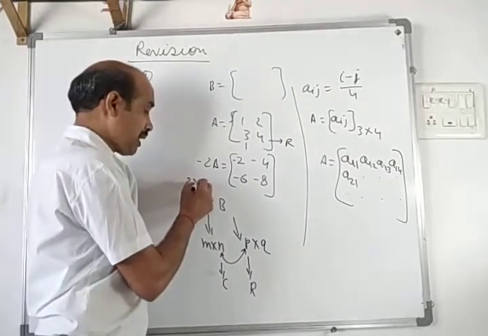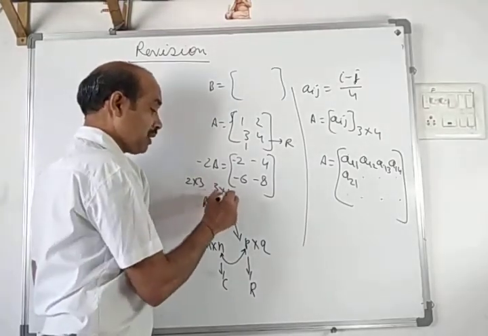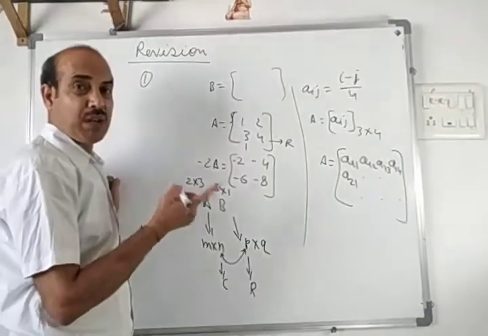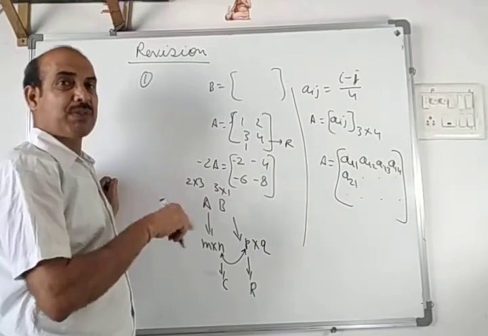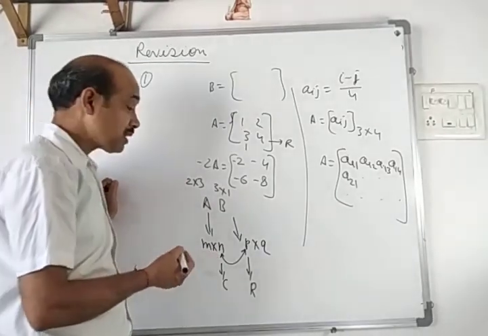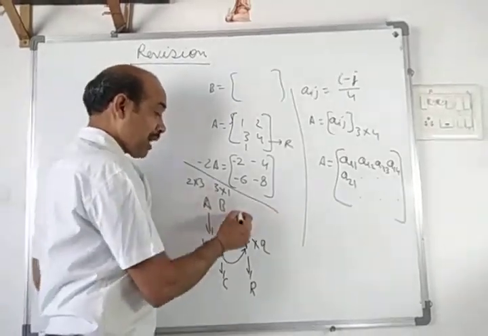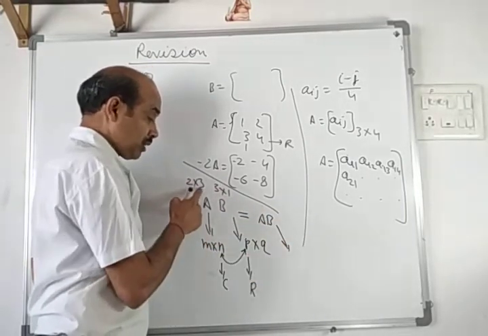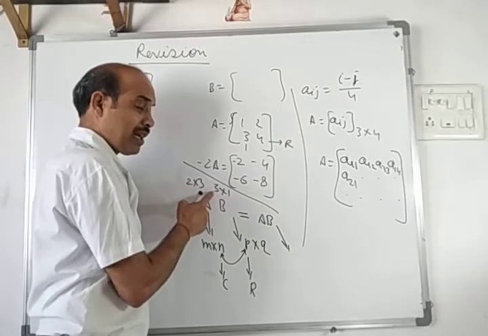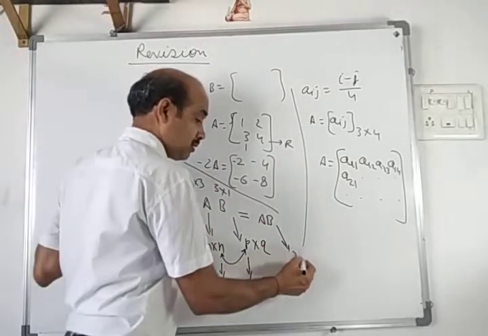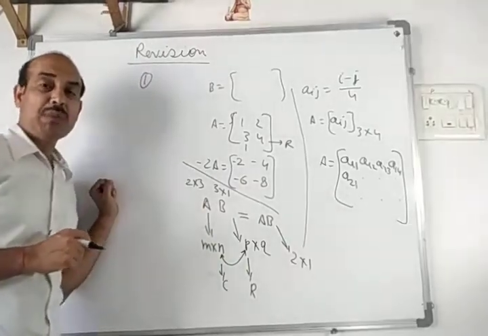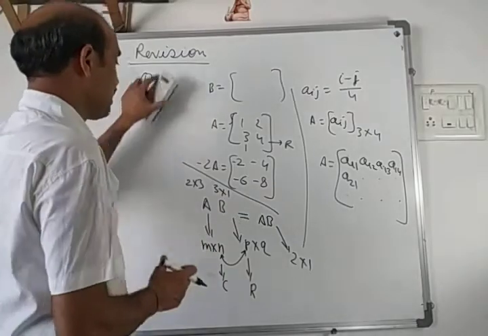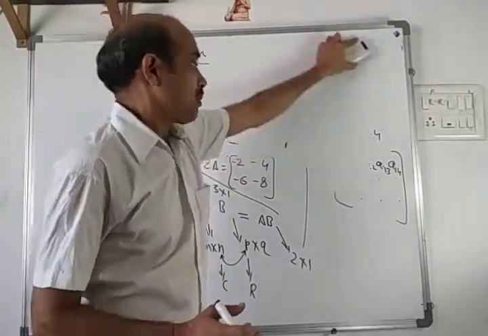Like if the order of A is 2 by 3 and the order of B is 3 by 1, then they can be multiplied, because the second number of the first matrix is equal to the first number of the second matrix. Second point, after multiplying, what will be the order of AB? The number which is equal will be eliminated, so 2 by 1. That you have to remember. For multiplication of two matrices, this is very important.